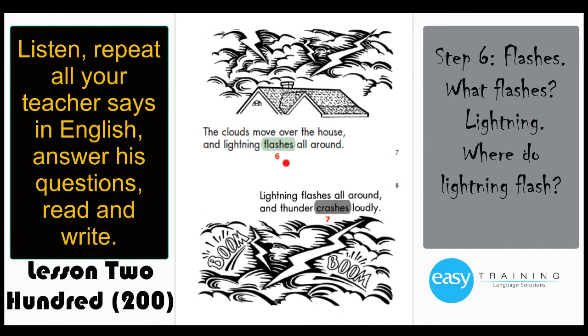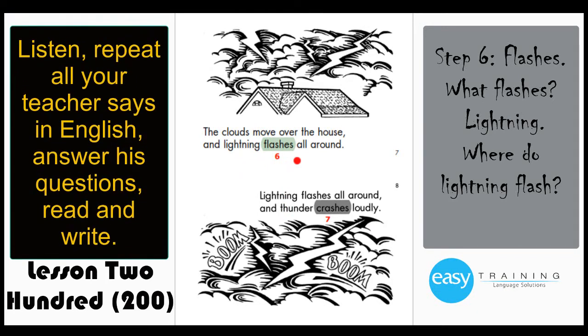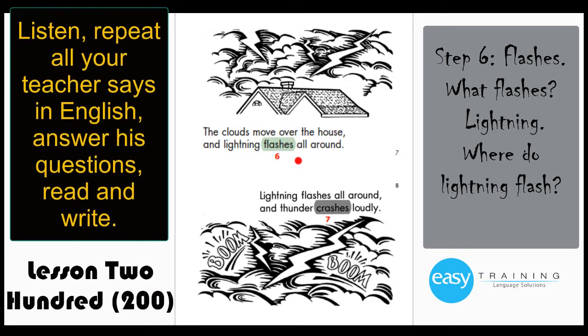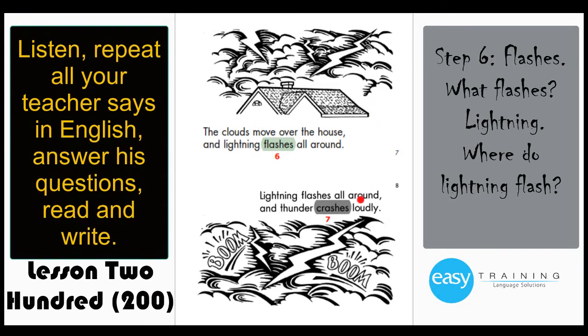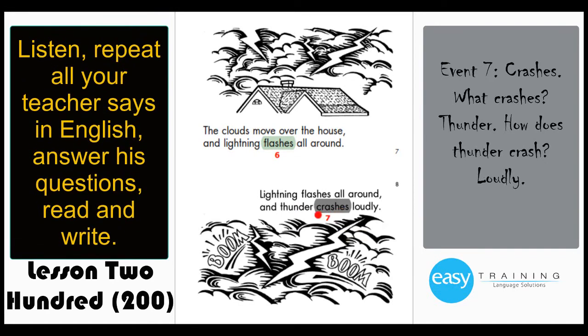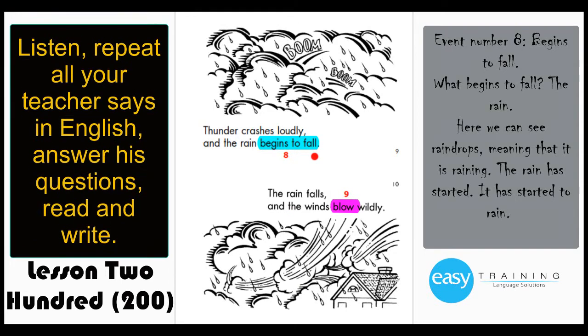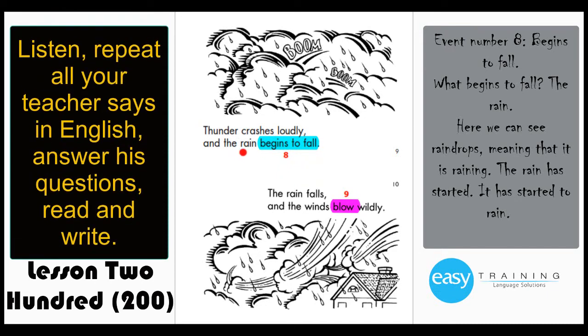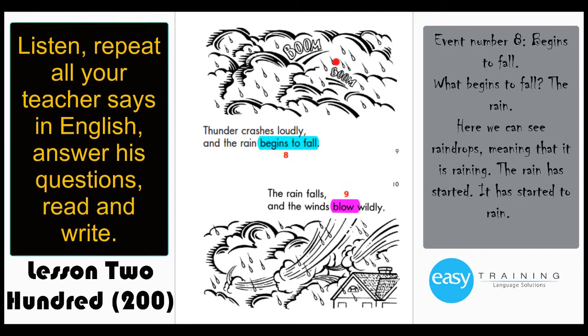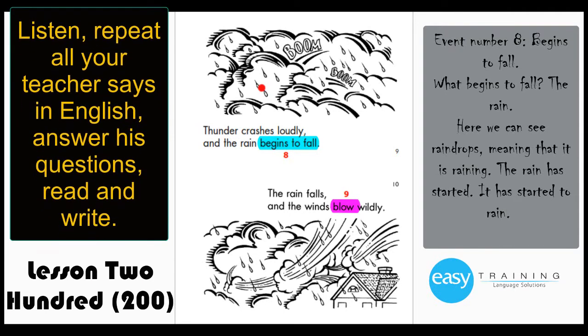Step 6. Flashes. What flashes? Lightning. Lightning flashes. Where do lightning flash? Lightning flashes all around. Event 7. Crashes. What crashes? Thunder. Thunder crashes. How does thunder crash? Loudly. Thunder crashes loudly. Event number 8. Begins to fall. What begins to fall? The rain. The rain begins to fall. Here we can see raindrops, meaning that it is raining. The rain has started. It has started to rain.